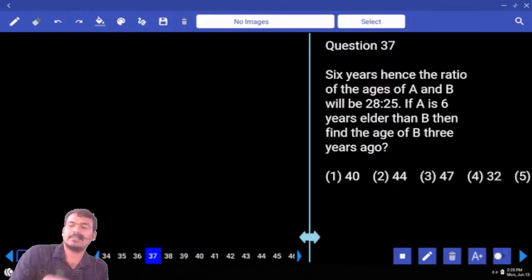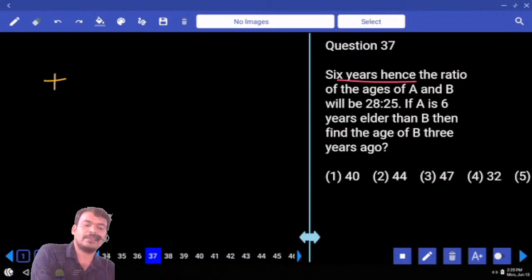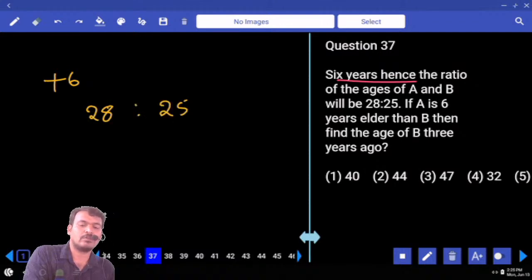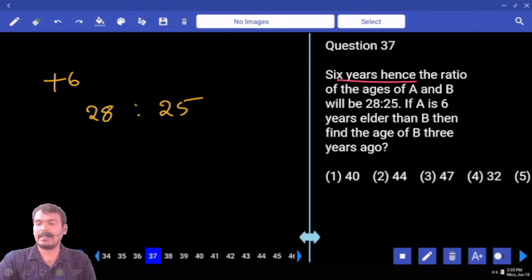First of all, after 6 years, the ratio is 28 is to 25. And A is 6 years elder than B. Nothing but the difference between A and B is 6 years. Either elder or younger, it means the difference between two persons. The difference is 6 years, either past, present or future.